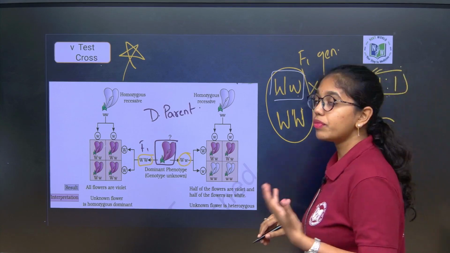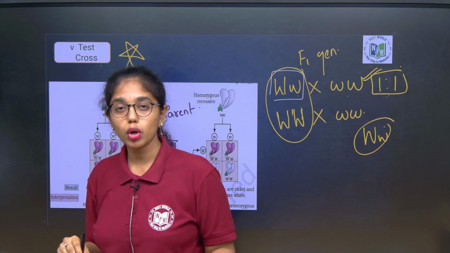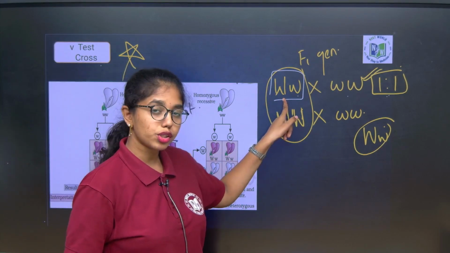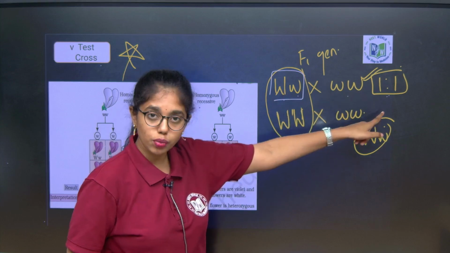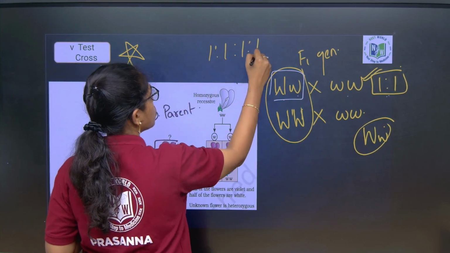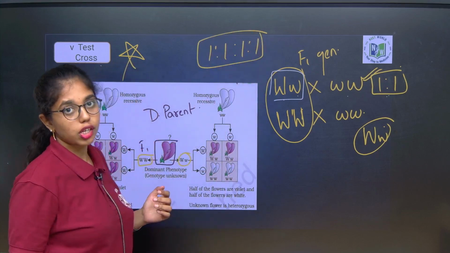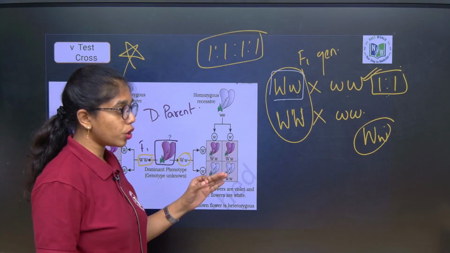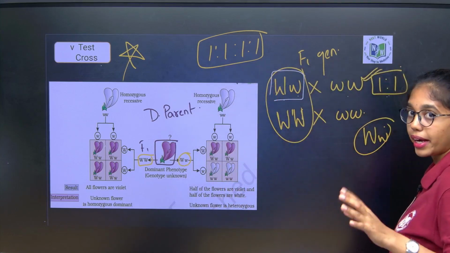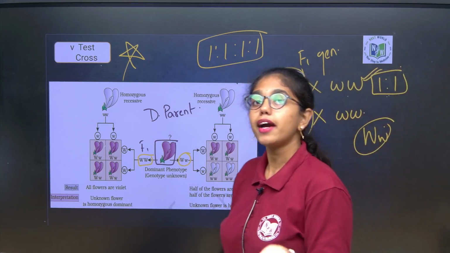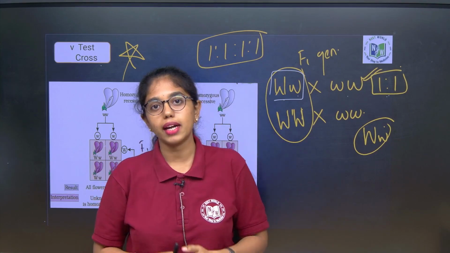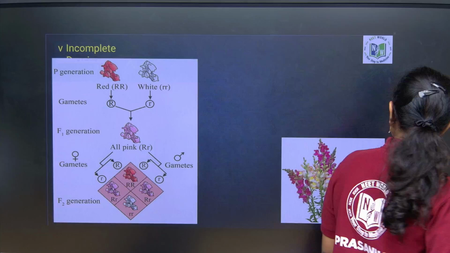Clear? The same thing, a test cross can be conducted for monohybrid or dihybrid crosses. If it is heterozygous for a monohybrid cross, you will get a 1:1 ratio. For dihybrid, you will get a 1:1:1:1 ratio. Both the genotypic and phenotypic ratios are 1:1:1:1 only. Keep that in your mind. What is a back cross? A back cross is nothing but the F1 generation crossing with any of the parents.